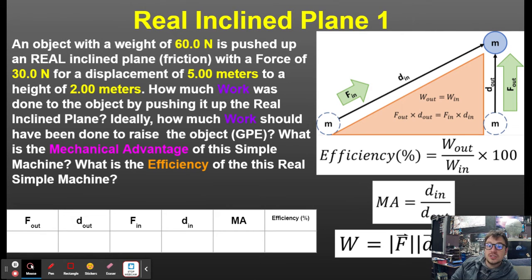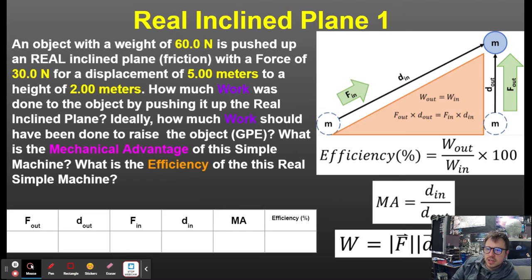So an object with the weight of 60 newtons is pushed up a real inclined plane. So that means there is friction with a force of 30 newtons for a displacement of 5 meters to a height of 2 meters. How much work was done to the object by pushing it up the real inclined plane? Ideally, how much work should have been done to raise the object? So that's basically the gravitational potential energy, right? 60 newtons straight up, 2 meters, that has gravitational potential energy, no losses. But there is going to be losses to the environment due to friction, heat, sound.